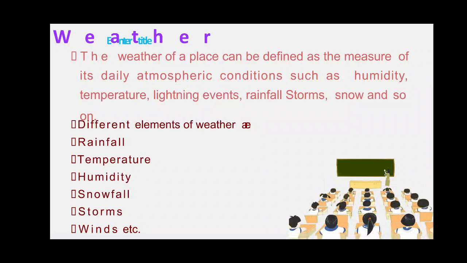The weather of a place can be defined as the measure of its daily atmospheric condition, such as humidity, temperature, lightning events, rainfall, storms, snowfall and so on. These are called different elements of weather, and simply weather means the atmospheric condition of a place. It may vary from place to place. For example, in my area now it's sunny, but it may be different in your area, and it's not the same for the whole day; it changes every hour.